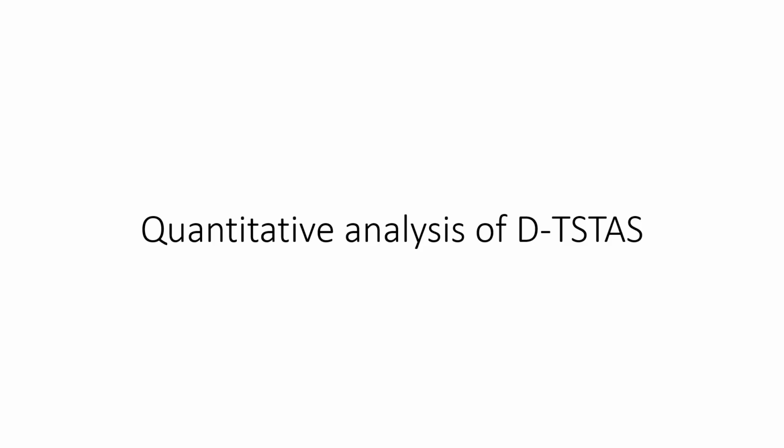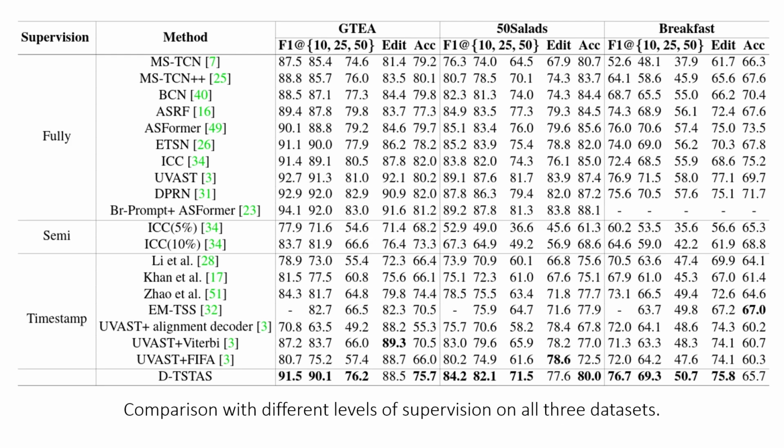In the next slide, I will show you some quantitative results and analysis of our framework. We use the standard evaluation metrics, including frame-level accuracy, segmental edit distance, and the segmental F1 scores. In Table 8, we compared our method with other timestamp supervised methods on 3 datasets. We can see that our method outperforms other methods significantly, especially on F1 at 50. This shows that our method can effectively reduce neighbor bias and generates more accurate and coherent action segmentation results.